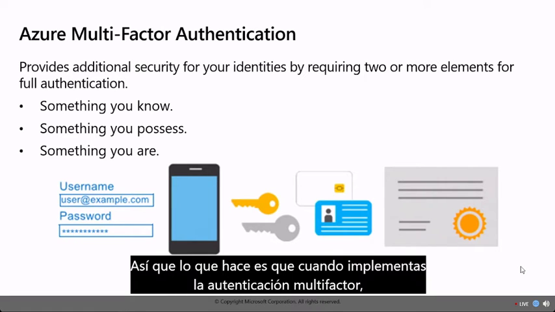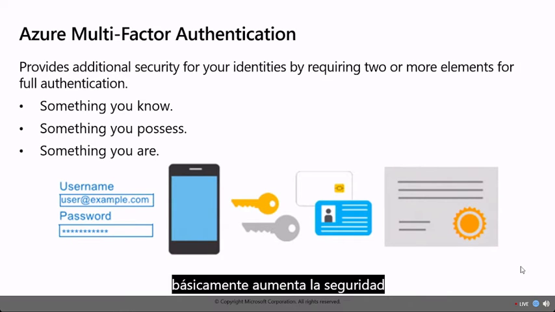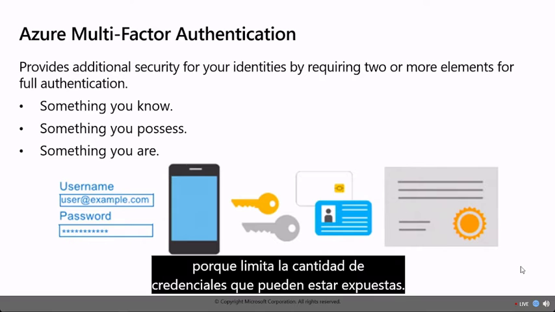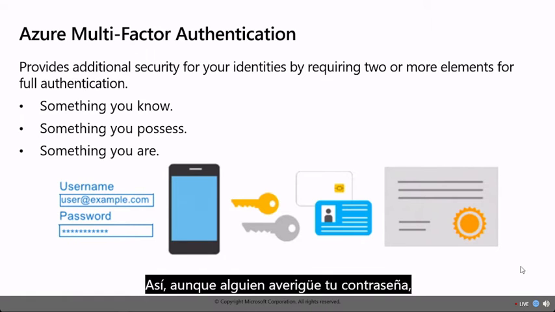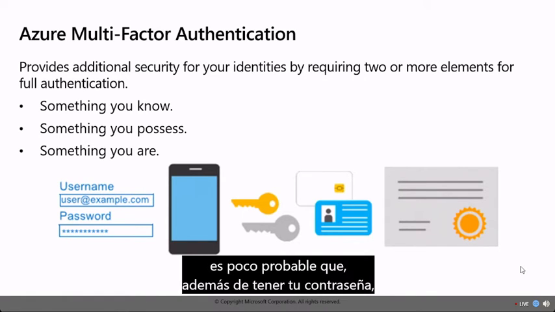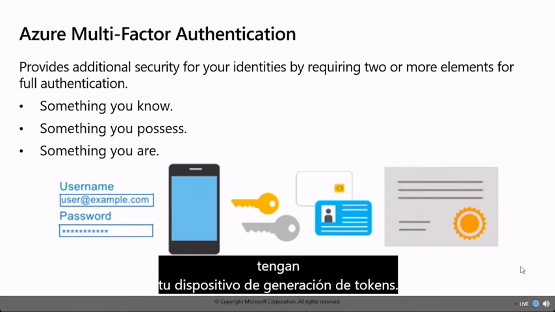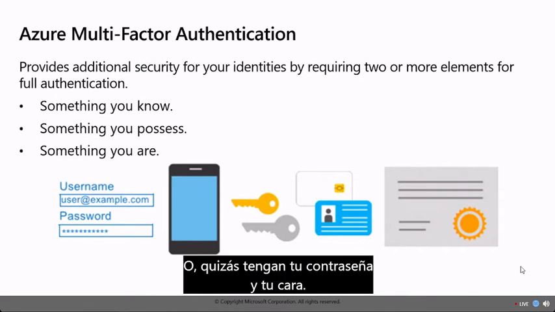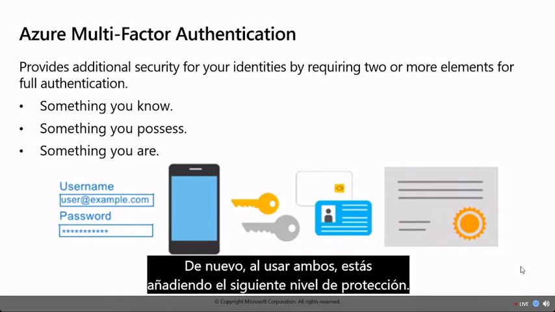When you implement multi-factor authentication, it increases security because it limits the amount of credentials that could be exposed. Someone might find out your password, but it's unlikely that they would not only have your password, but also your token generating device, or have your password and your face. So by using both of these, you're just adding that next level of protection.